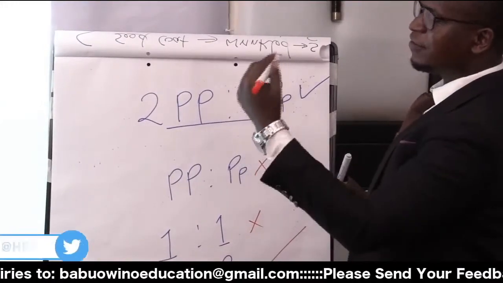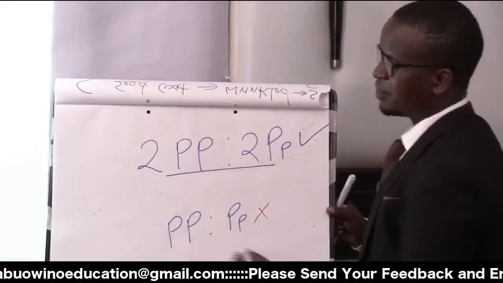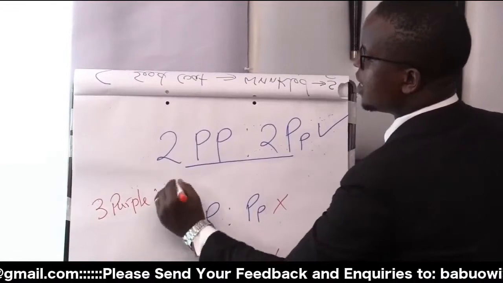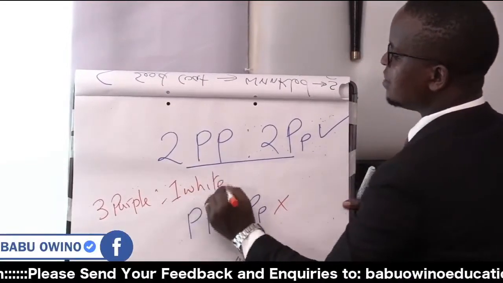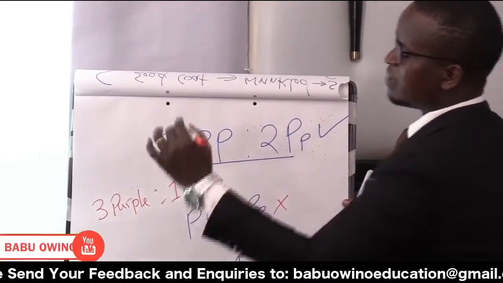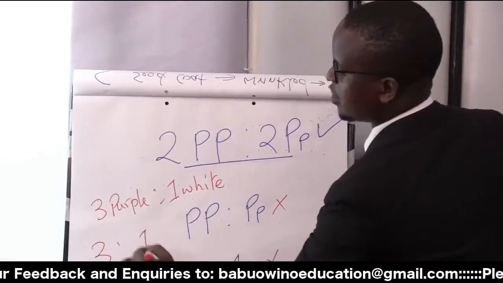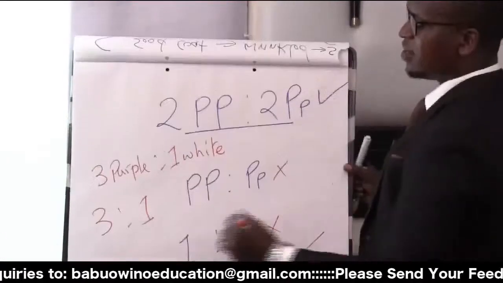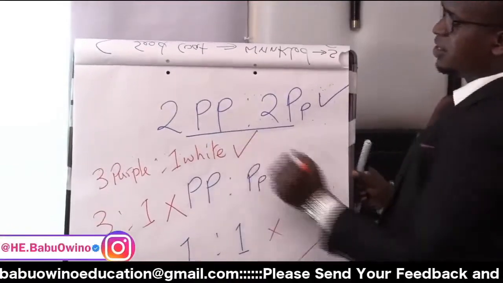If it were phenotypic ratios, the same thing. If you come and you find 3 purple to 1 white, it must be represented like this. You don't come and say the ratio is 3:1. We are not seeing the phenotypes attached to this 3:1, and therefore this one will not score, and this is what scores.